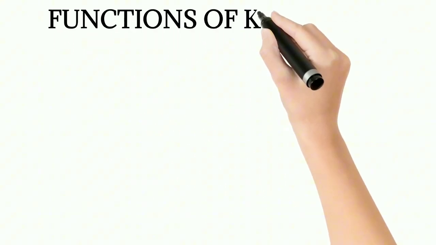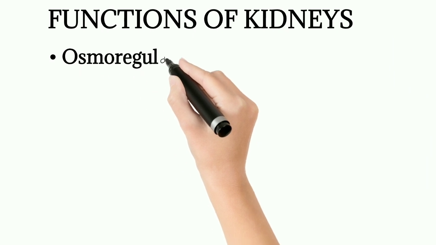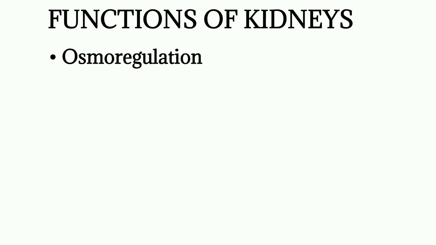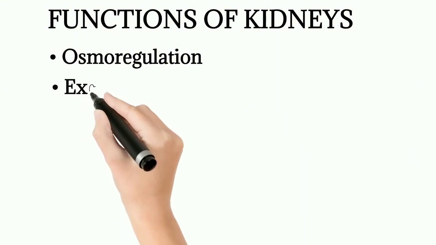Functions of kidney. Okay, the first one is osmoregulation. It is the ability of a living organism to maintain a balance between salt and water in the body. Okay, the body of a living organism does not have storage for excess water or salt, so it has to maintain a balance. That's why you notice if the weather is hot, you sweat more and urinate a little, but when the weather is cold, you sweat a little and urinate more.